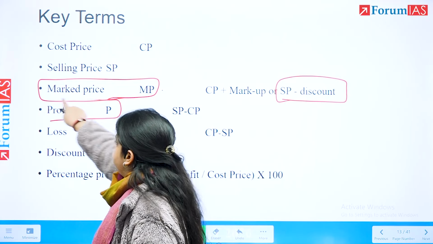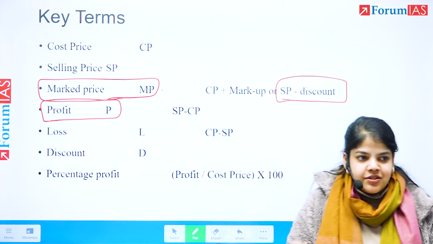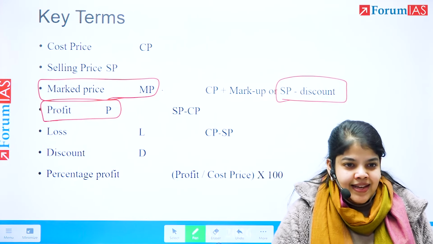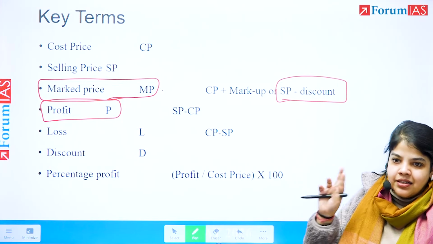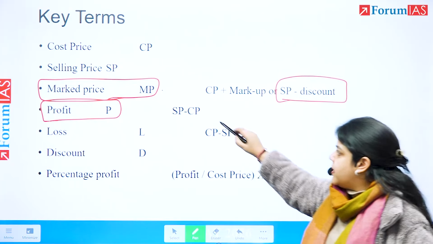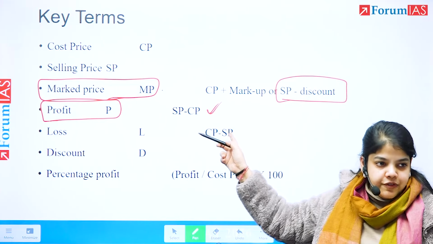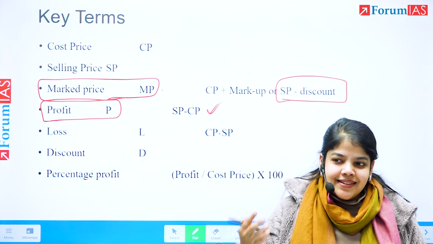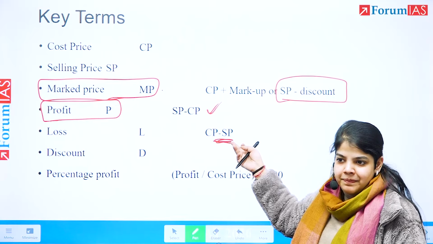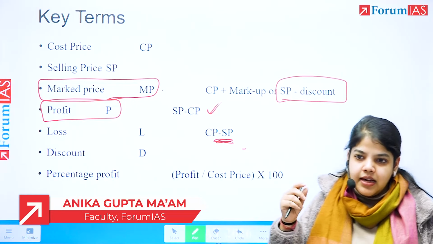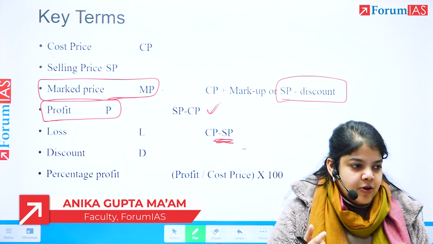Profit. Profit is you purchased something for CP, cost price, and you sell it. The difference between the two. Selling price minus cost price is equal to profit. Loss, opposite of this. Same thing, but with a minus sign. You again do a selling price minus cost price, या फिर you can say cost price minus selling price, because cost price is more, and you get a loss as an amount. How many rupees was the loss?